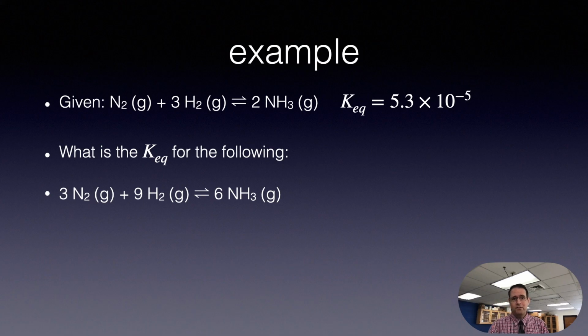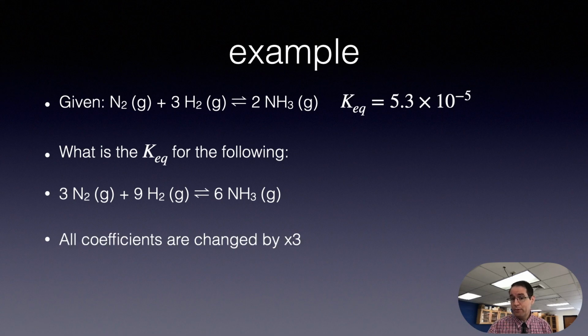All right, so here's an example. We've got, once again, ammonia synthesis. The equilibrium constant is 5.3 times 10 to the minus 5. And we want to know what is the equilibrium constant for this reaction. So when you look at this reaction, you want to see, hey, how are the coefficients changing? Every single coefficient looks like it's being tripled, okay? We have 1 nitrogen, then we have 3. We have 3 hydrogens, then we have 9. We have 2 ammonias, now we have 6. So everything's being multiplied by 3.